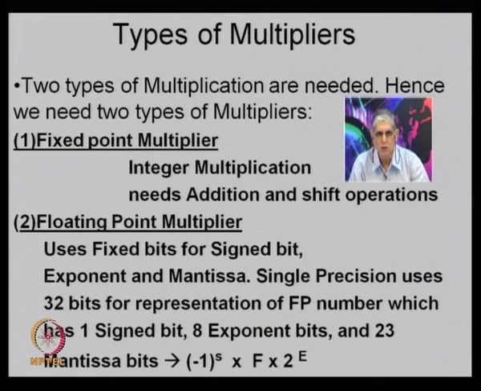The other possibility, of course, is the floating point multiplier, in which the numbers are represented as 2 to the power, or in case of decimal, 10 to the power. They use fixed bits for sign, exponent and mantissa. For example, a single precision floating point number is generally represented in 32 bits, which has 1 sign bit, 8 exponent bits and 23 mantissa bits. So, for example, it can be written as minus 1 to the power s, which is the sign bit, into f, which is essentially your mantissa bits, and 2 to the power e, e standing for the exponent bits.